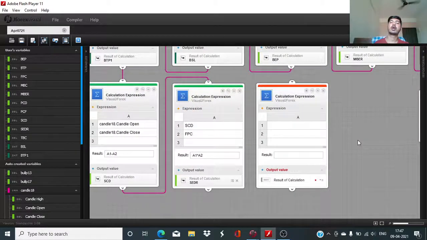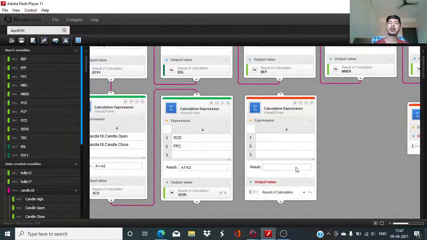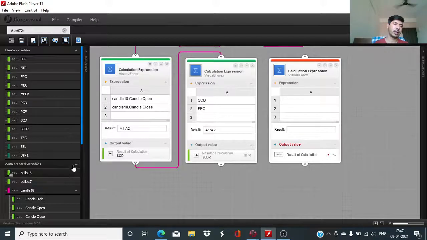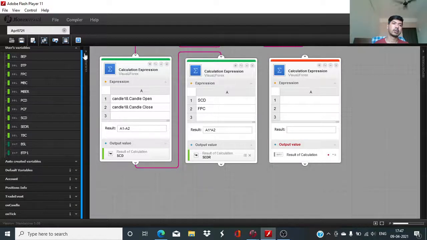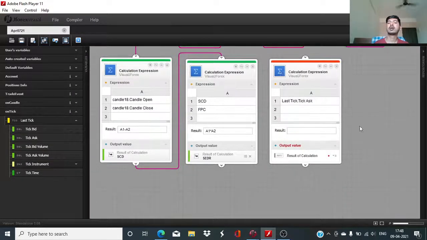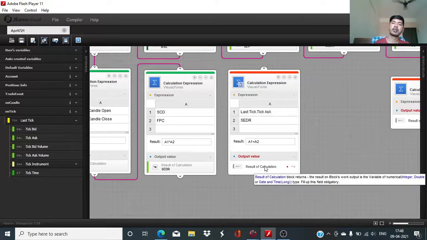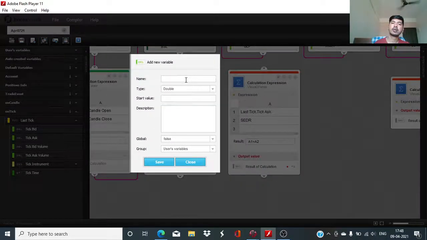And since this is going to be a limit order, we will have to add to the current price. So what we need to do is take this difference and add to the last tick price. On tick, last tick, ask, and then we will add it. So this will be A1 plus A2, and this will be sell execution point.